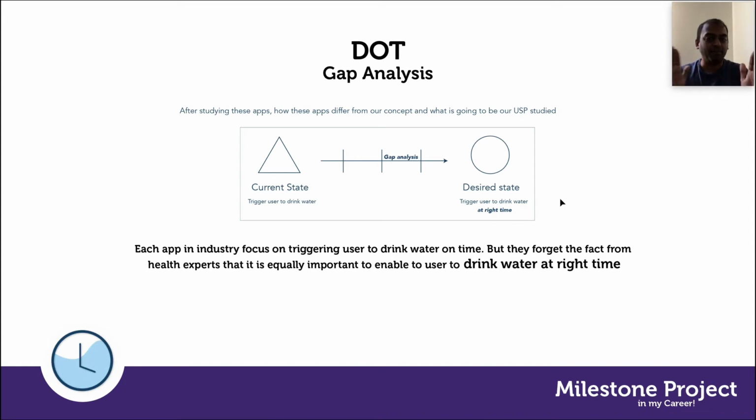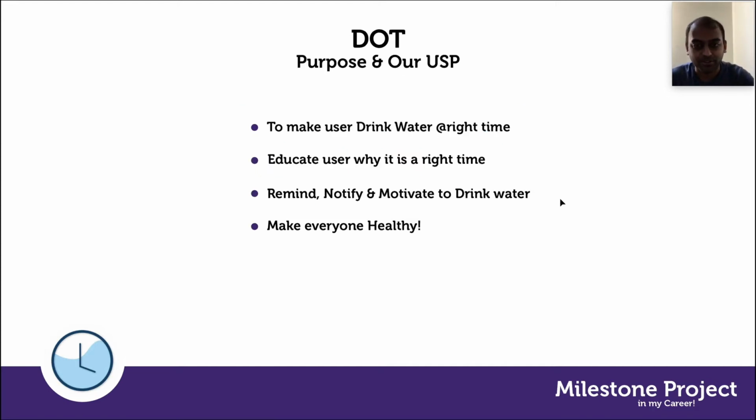So there is a gap between the current state and the desired state, and this feature is what I'm going to call my USP. Drinking water at the right time is equally important as drinking water on time. So the right time is what we are going to give in this app. How I'm going to give it is the biggest challenge for me, but I had something in mind and came to some conclusion.